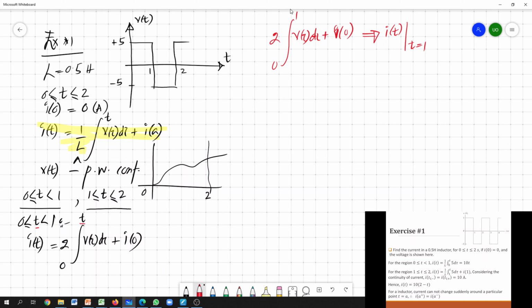During this 0 to 1 period, we know that the voltage is plus 5, so this becomes plus 5. I0 is given as 0.